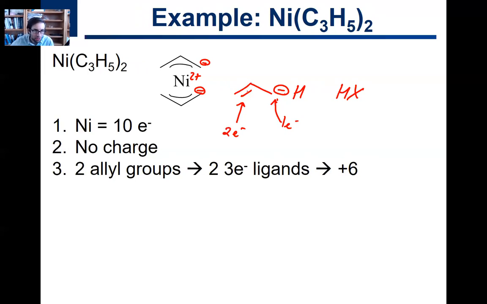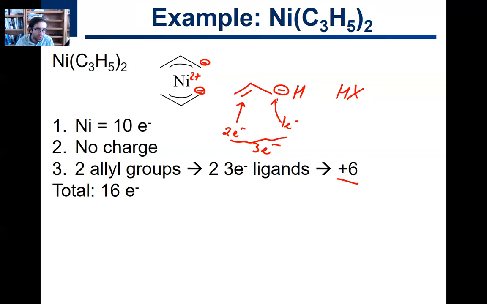You can think about that as acting similarly to a lone pair for electron counting purposes, 2 electrons in the bond. And then this minus charge, if you add hydrogen, that's a hydrogen type ligand, so that's 1 electron. So total, we're getting 3 electrons. So we have 2 of these allyl groups, so that gets us 6. And so 10 plus 6, total of 16 electrons. So this is a stable complex, but you can see it violates the 18 electron rule.